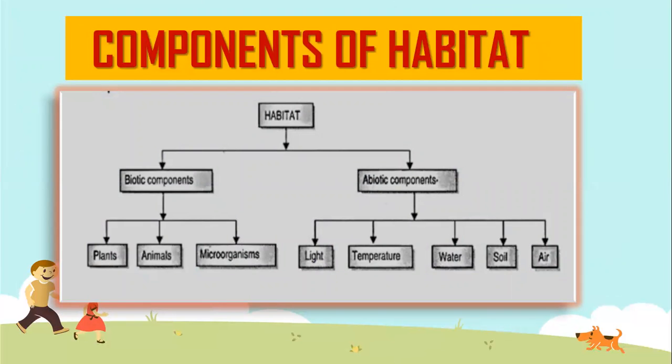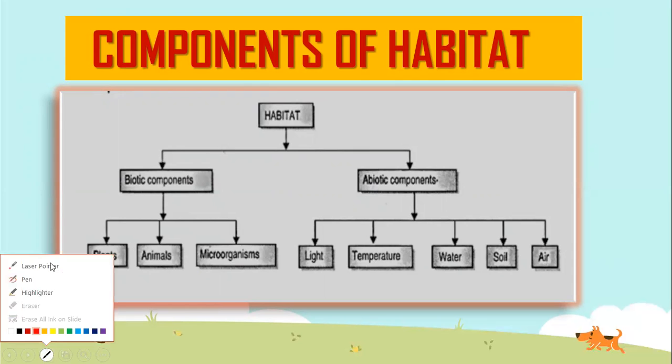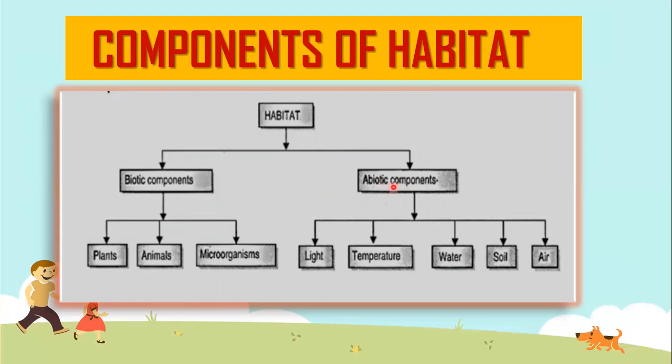There are two components of habitat, as habitat includes both living and non-living things which may be there around the abode of an organism. Thus, both living and non-living things together make a habitat or an environment for an organism. So you are seeing here, I have made two categorizations. One is biotic and another one is non-biotic, or you can say abiotic components.